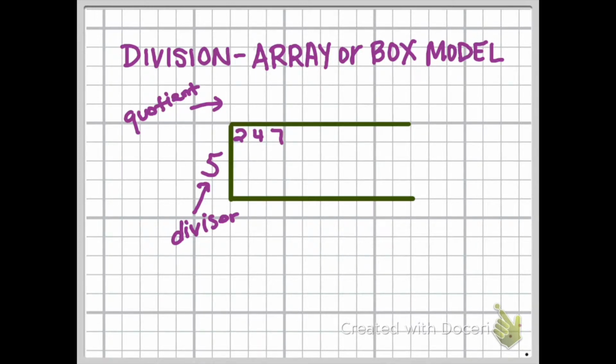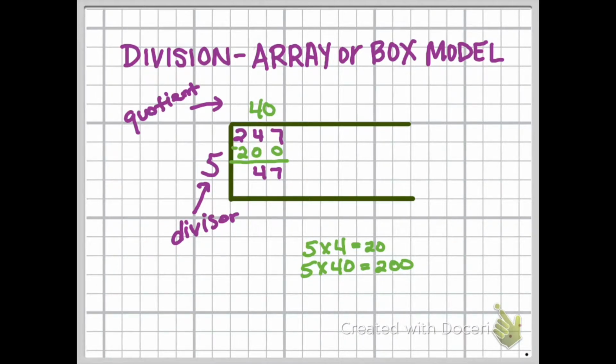So in my mind, mathematically, I kind of understand the concept that 5 times 4 is 20. And we're working with a 200. So that means that 5 times 40 is 200. So I'm going to place my 40 above that box and subtract 200 from 247. And you have 47 as a remainder.